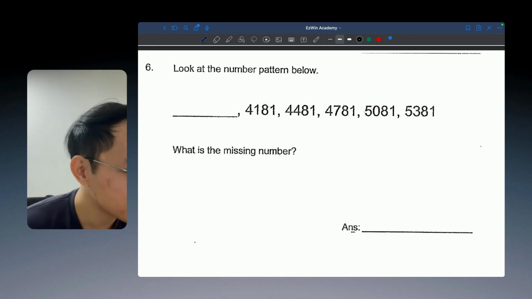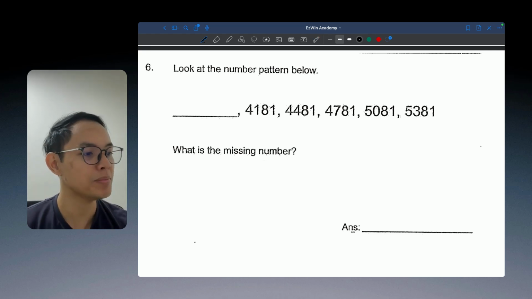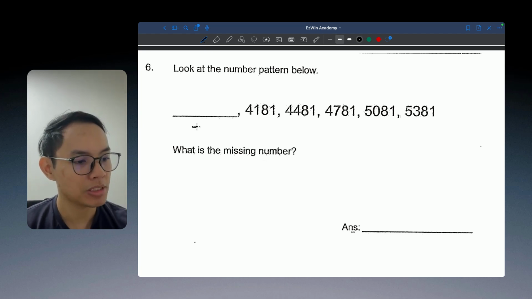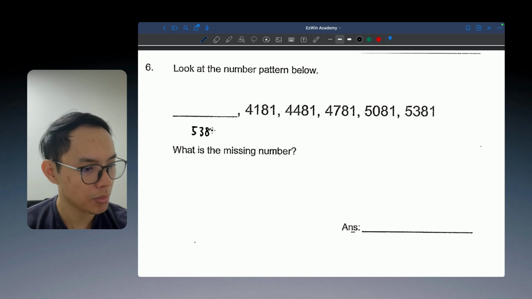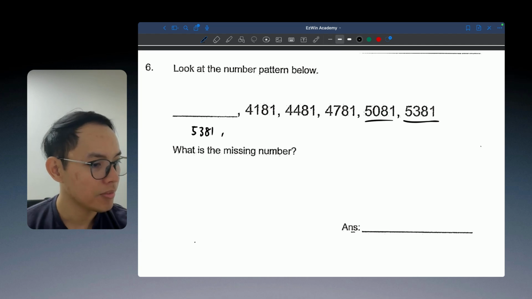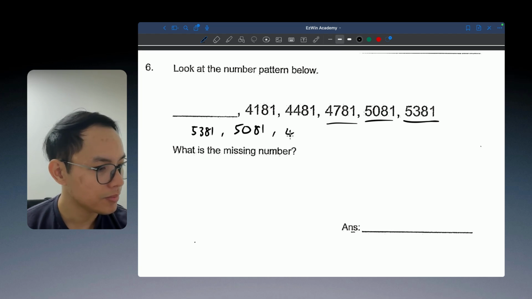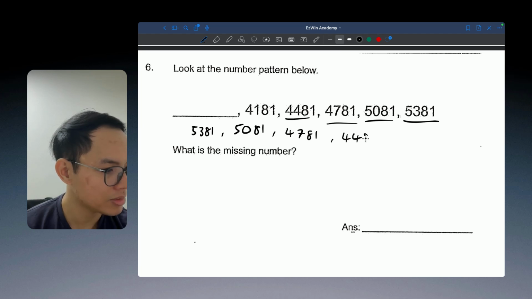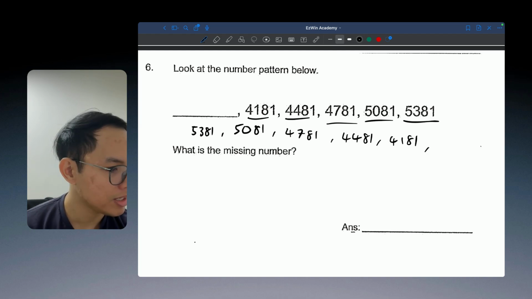What if we were to reverse this? So reverse means I put the last number at the front. So if I were to just put 5381, comma, so this is the last number, then I'll do the same thing, 5081. Okay, and then same, 4781, and then 4481, and then last one, 4181, and you have the missing number over here, like this.